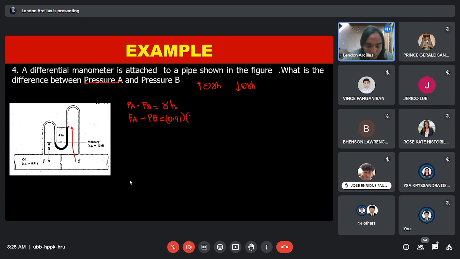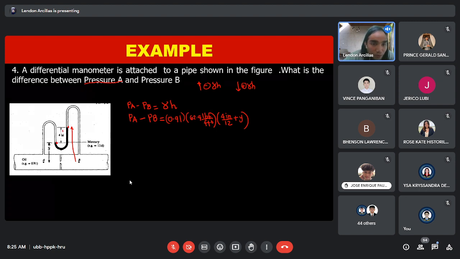This is in English, 62.4 pound force per cubic foot, times their height. What is the height from PB to this point? That is Y plus 4, so 4 inches pa yan. Divide natin ng 12 para magiging feet, plus Y.